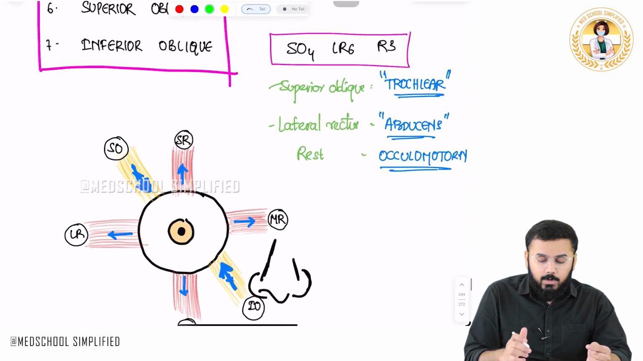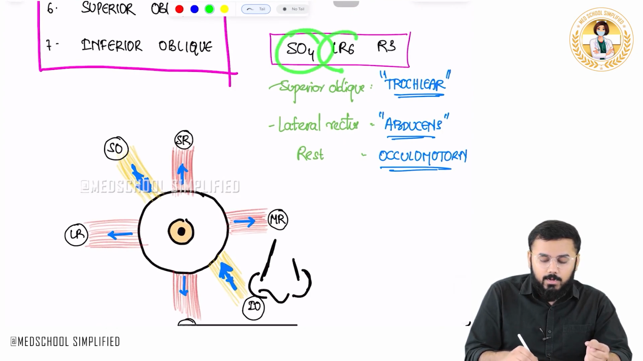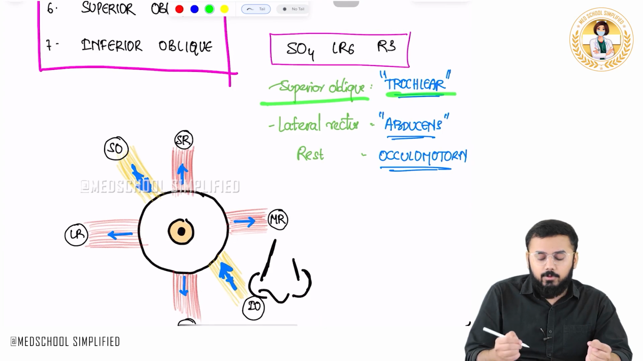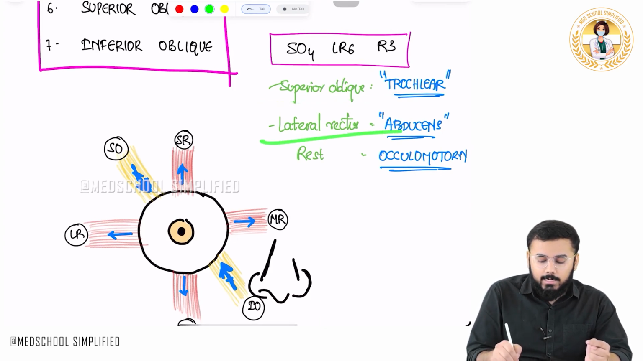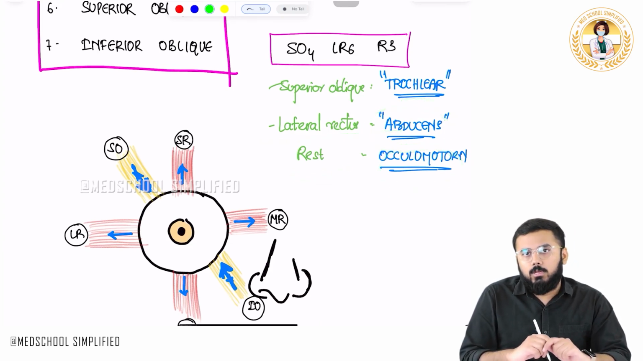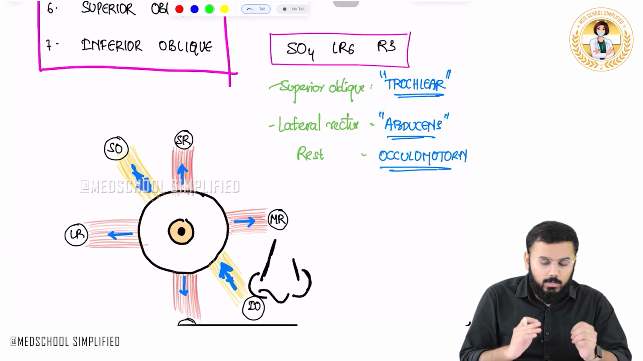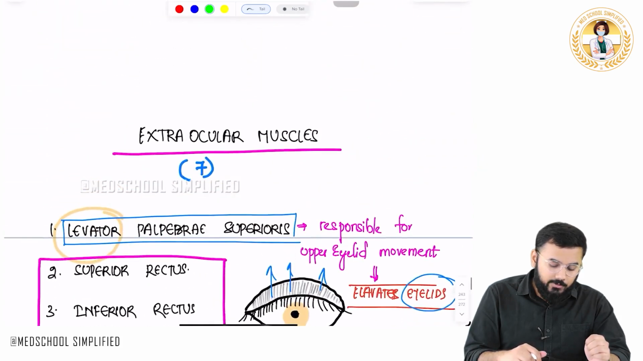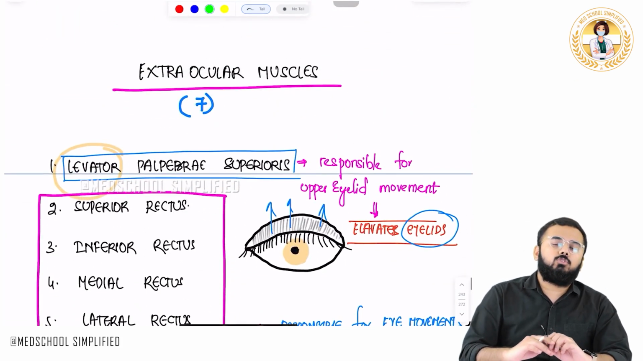Coming to the nerve supply, you have to remember it as SO4, LR6, R3. SO4 is superior oblique supplied by the fourth pair, that is trochlear. Lateral rectus is supplied by the abducens, and the rest are supplied by oculomotor. The third pair of cranial nerve is the oculomotor nerve. So these are some of the important things which you need to know regarding the extraocular muscles.